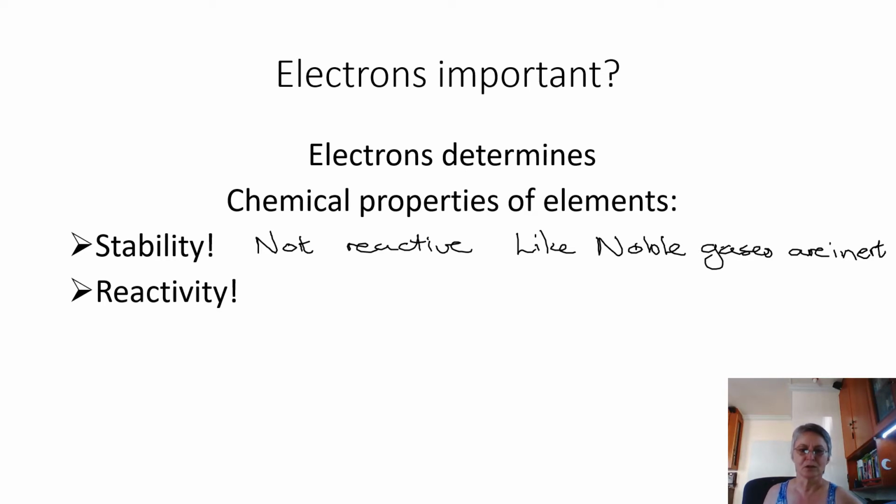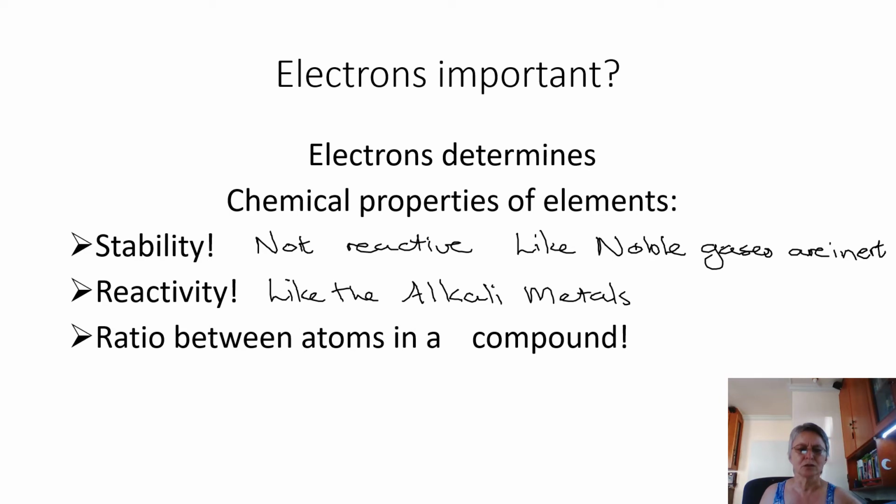They also determine the reactivity of the elements, like how readily, how fast they react with other substances, like the alkali metals. They are very reactive. They also determine the ratio between the atoms in a compound, like why water has 2 hydrogens and 1 oxygen. Right.